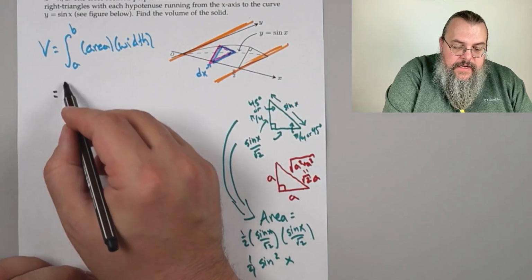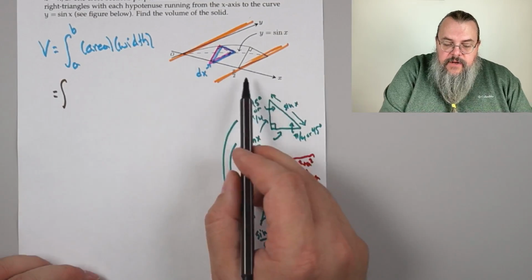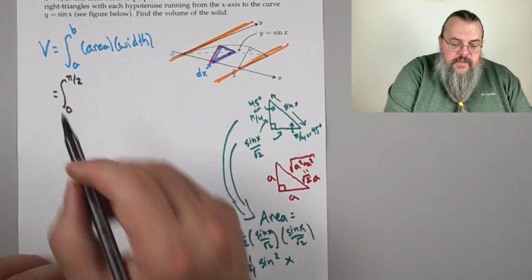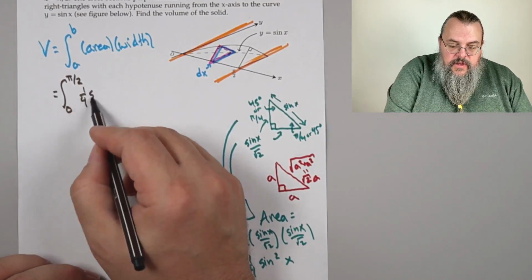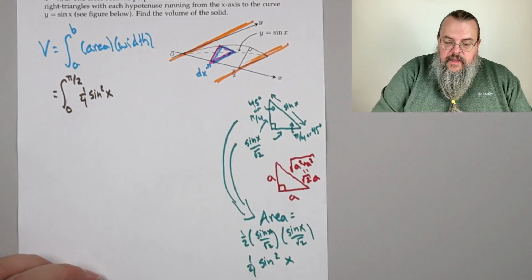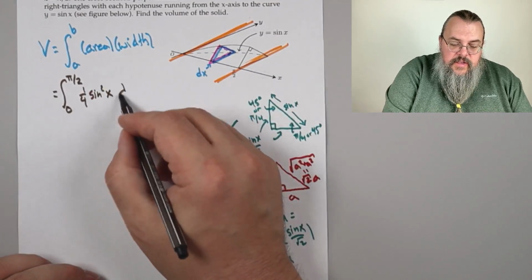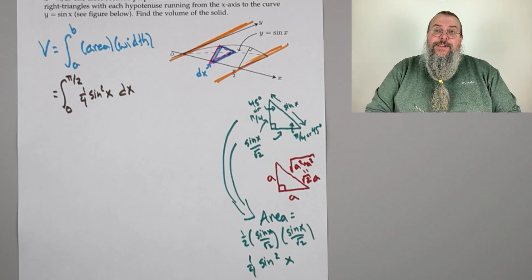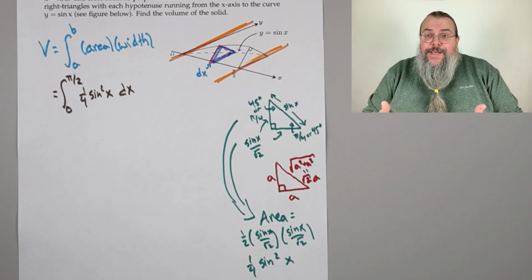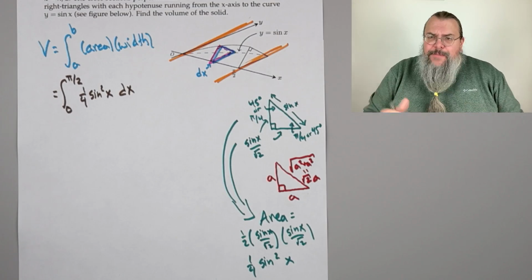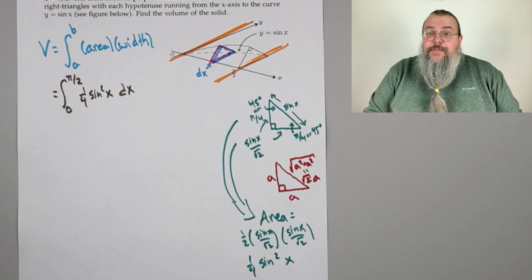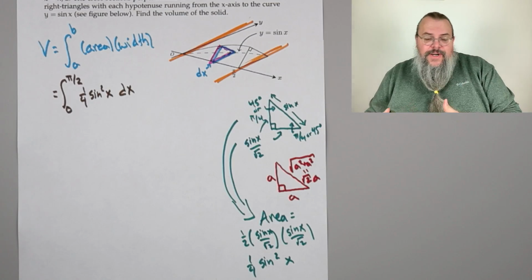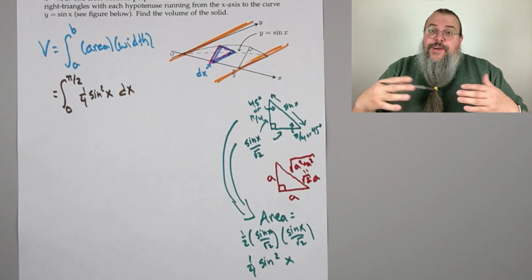So we're adding up from 0 to pi over 2. Those are our bounds. Our area is 1/4 sine squared of x, and our width is our dx. Now, how does one go about integrating sine squared? Well, we don't do it right away. We rewrite it, a very common thing we do with trig because there are so many identities. There's something called power reduction, so we can take sine squared and make it look like something without a square.